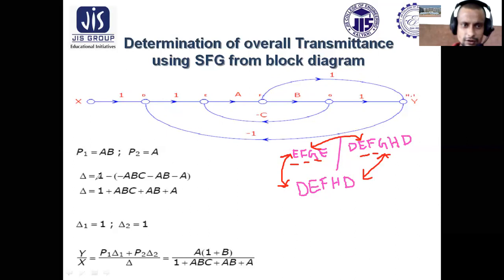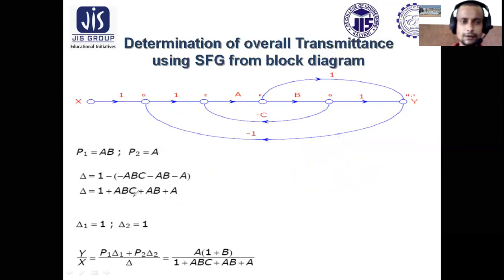As we know, del equals 1 minus the sum of individual loop gains plus the product of pairs of non-touching loop gains. As we do not have any non-touching pair of loops, that term becomes 0. So this will be the del. Okay. So this is our del.